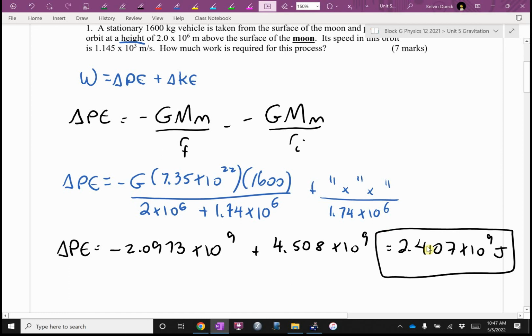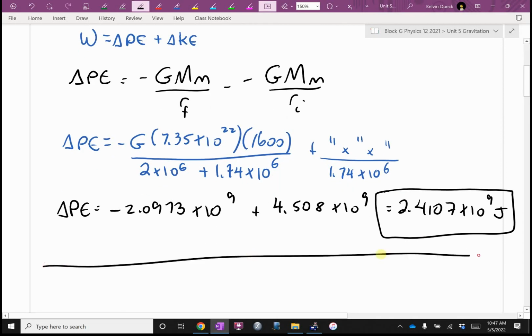Am I done? No. This would be how much work to lift something up there, but not to keep it up there. This would be how much energy you need to lift it up there, how much rocket fuel. If we knew how many joules per liter, we could figure out the rocket fuel pretty accurately. I need to find the change in kinetic.